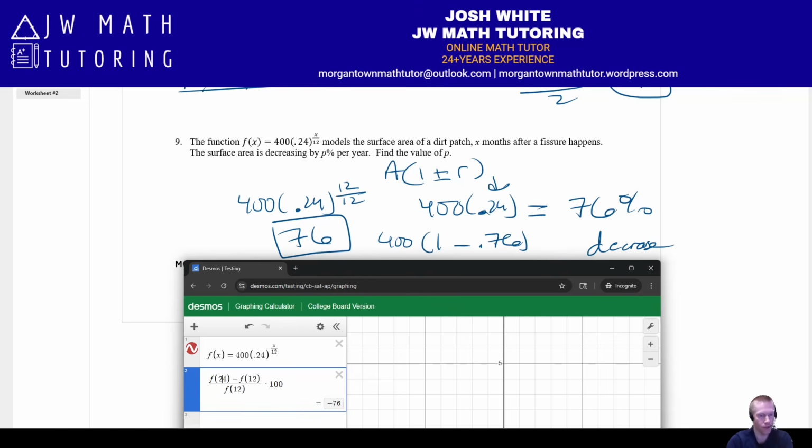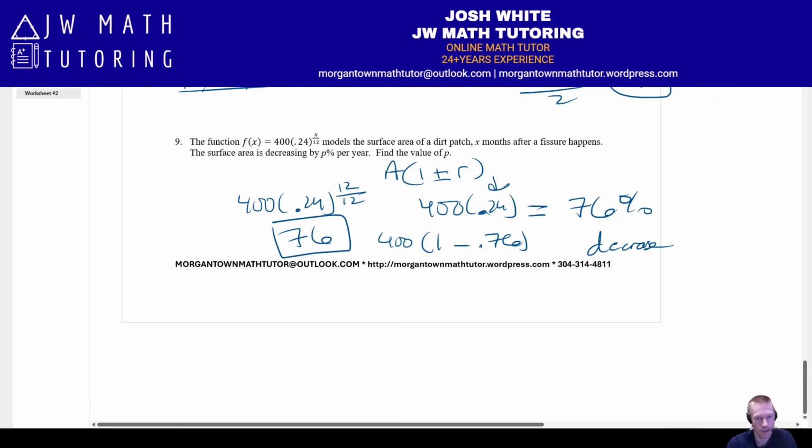And you could also do it from year 0, or at the start, to year 1. In other words, you could do f of 12 minus f of 0, and then divide by f of 0, and notice we get the same answer. So that's how you could check or confirm this in Desmos.